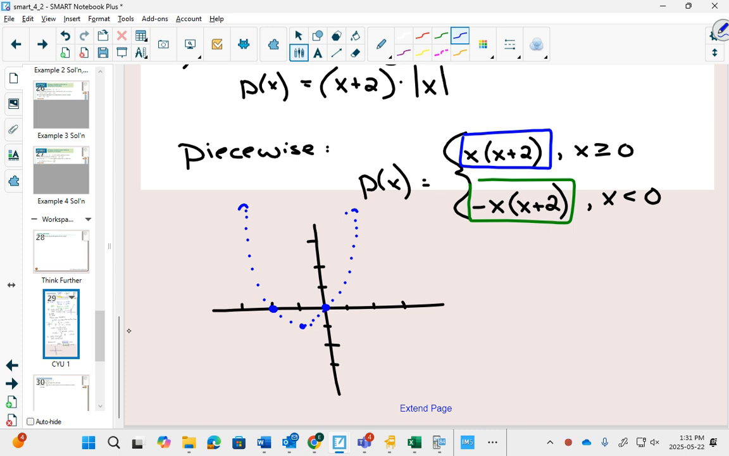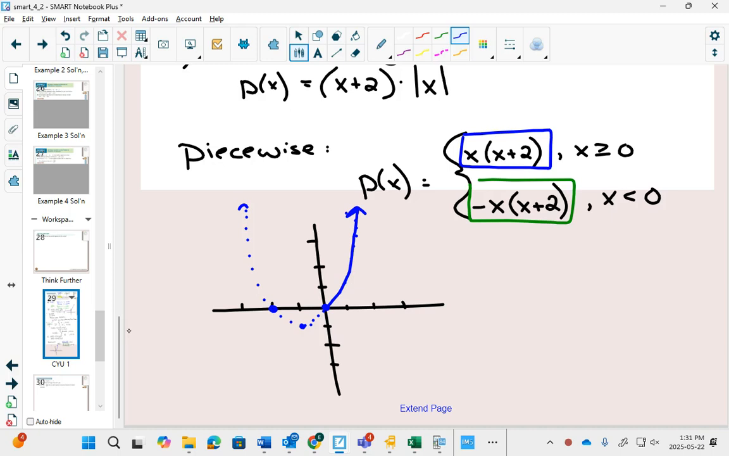But we don't want to graph the entire parabola. We want to just graph a piece of it. Which piece do we want from this parabola? Only when the x values are bigger than or equal to 0. So I'm going to just fill this side in. That's the only piece of that parabola I'm allowed to use.